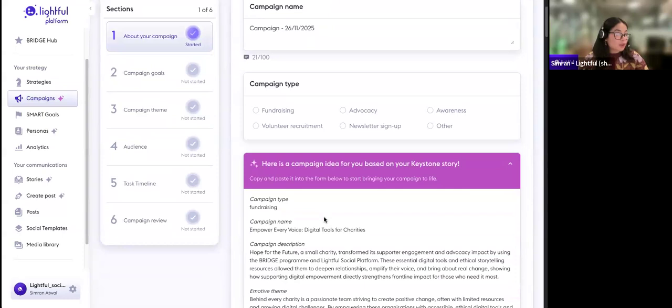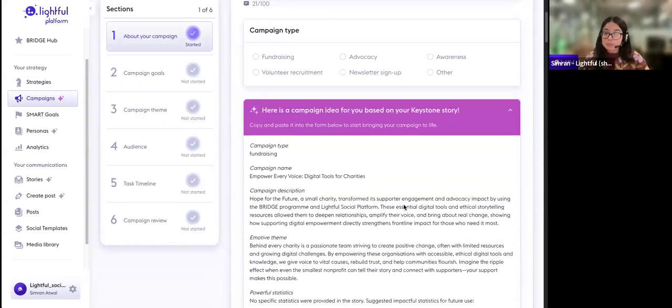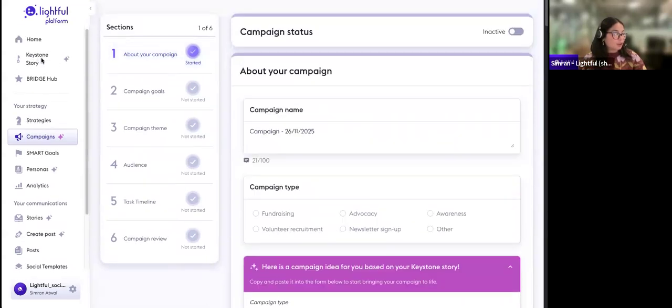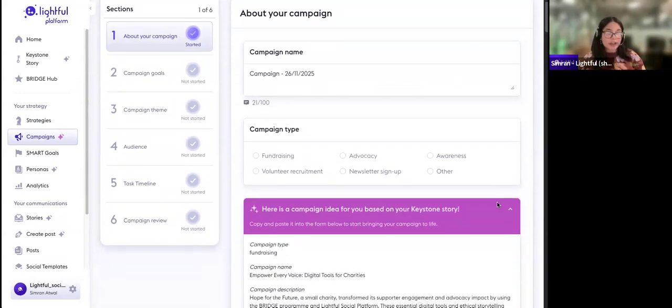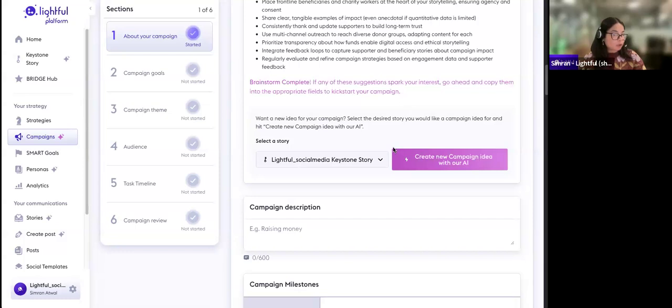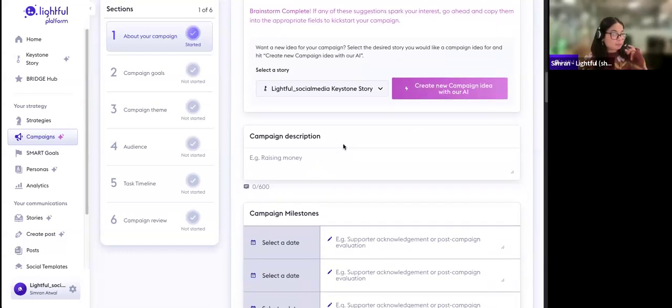And then you also have this section here, which is a campaign idea that's been generated by your keystone story. So this is something that we're going to explore a little bit later on. But when you first log on to Lightful, the first thing you'll see under home is your keystone story. And all you have to do is insert your website link, and it generates a way to communicate about your mission in the best way. And it comes up with an idea there. But I'm just going to scroll down because that's not so relevant.